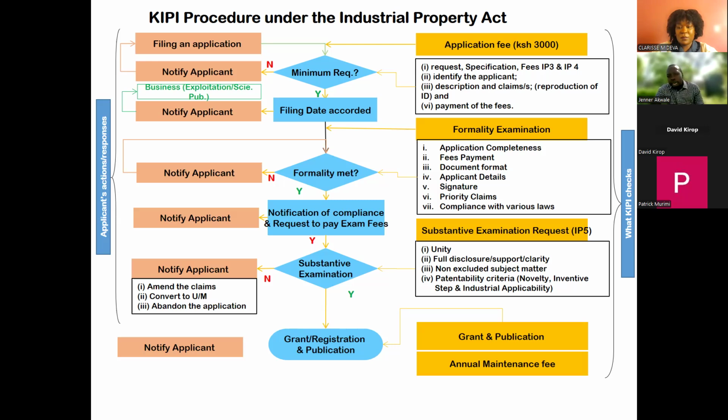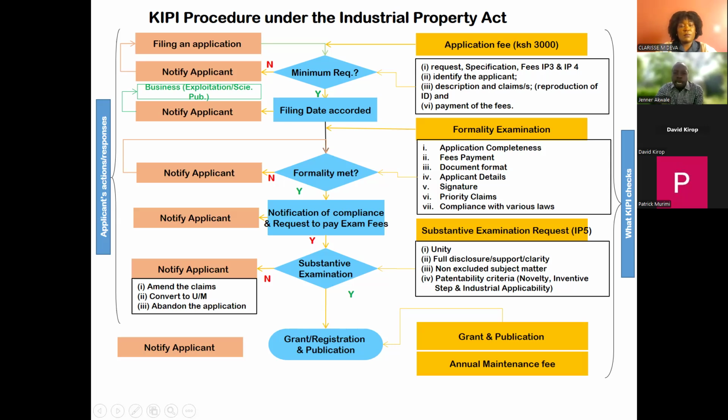And we normally refer to this as the minimum requirement. So from this, if you have paid the application fee and you have done a proper description, they will give you a filing date and they will notify you. KIPI will write a letter indicating that you have been given a filing date, and that filing date will act as a priority date. Priority date simply means that you are the first to file.